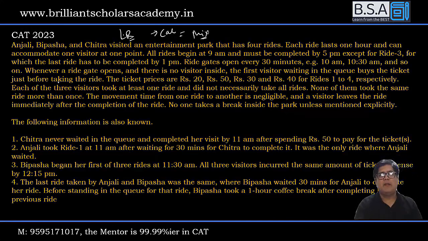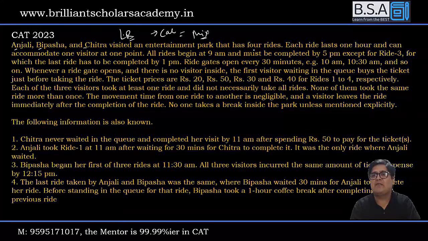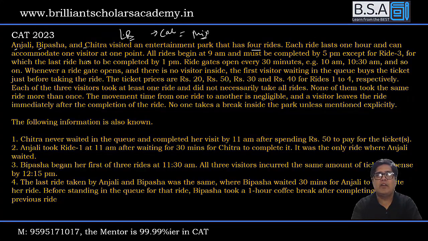What is happening? A, B and C. उनका नाम भी नहीं पढ़ता मैं. You also don't read. A, B and C. They went to an entertainment park that has 4 rides. Each ride lasts 1 hour and can accommodate 1 visitor at one point. How many rides are there? 4 rides are there. How long do you have to be on a ride? For 1 hour. All the rides begin at 9 a.m. and must complete by 5 p.m.